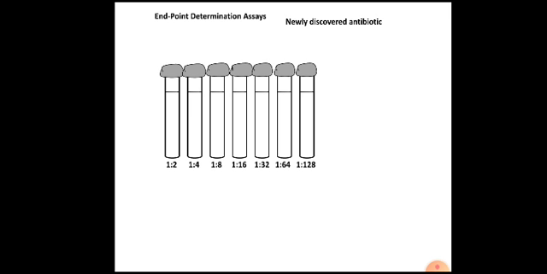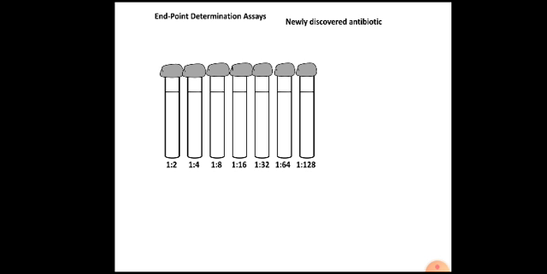Then there is another possibility, that the compound, for example an antibiotic, is a newly discovered compound. That means we don't have any standard reference compound. Still, the assays can be performed, and these are called endpoint determination assays. Whatever the newly discovered compound is, that compound is first diluted. We can see the tubes here.